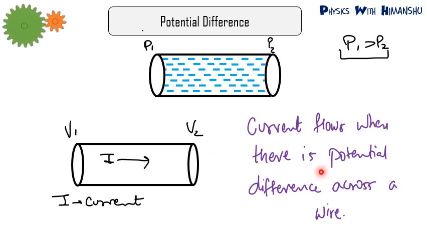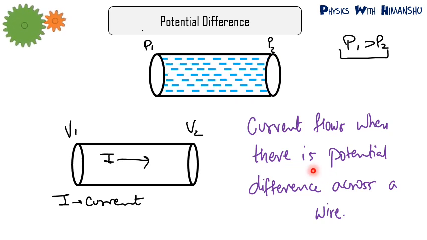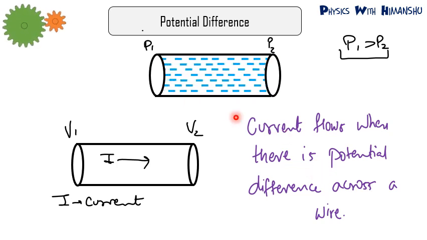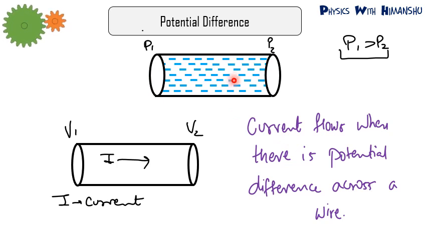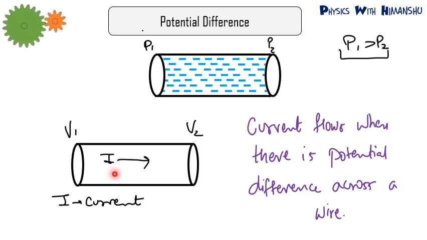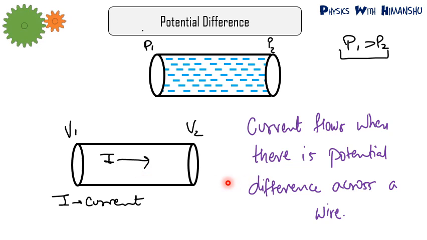So who creates potential difference? The battery or cell creates potential difference. So to flow water in a pipe, we use a water pump. Similarly, to flow current in a wire, we have to use a battery or cell.